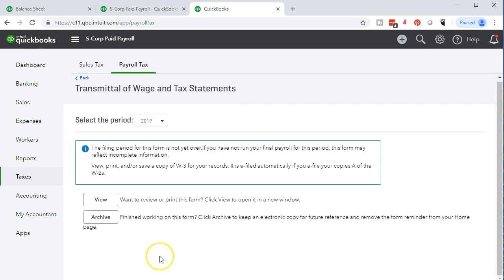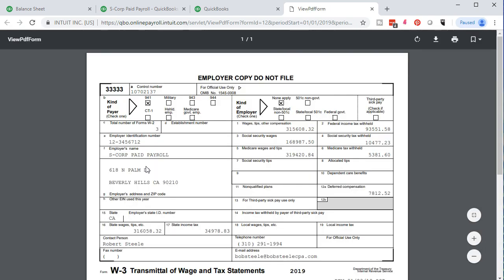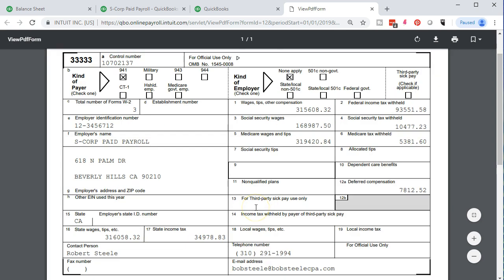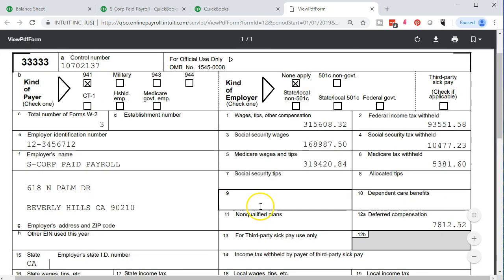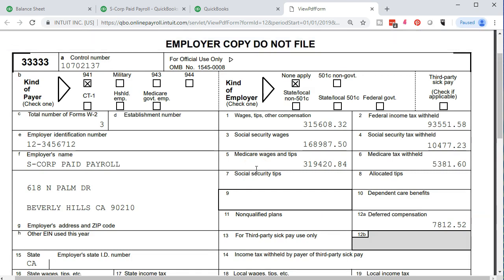So just to verify, the W-2 goes to the employees. The W-3 is the summary document of the information form we give to the employees. So this is kind of like the sum of all the W-2s. Notice it does not have the employer information.